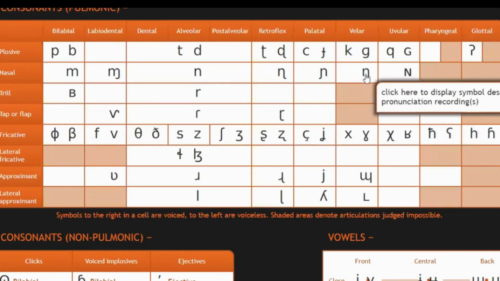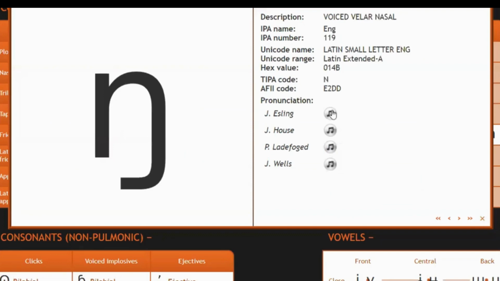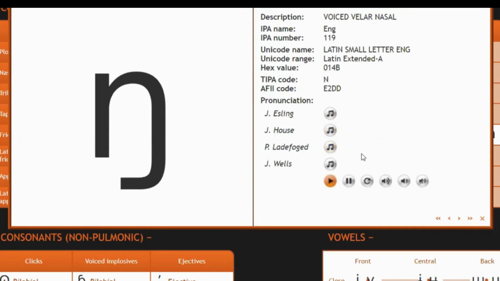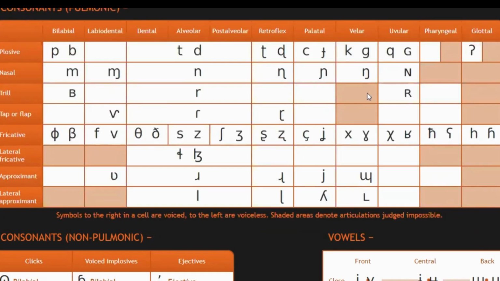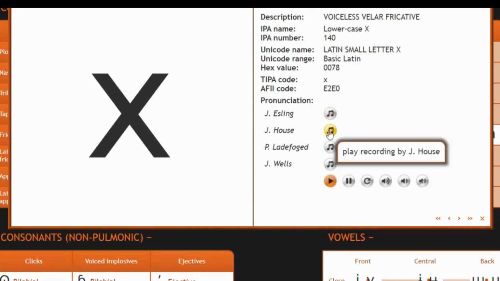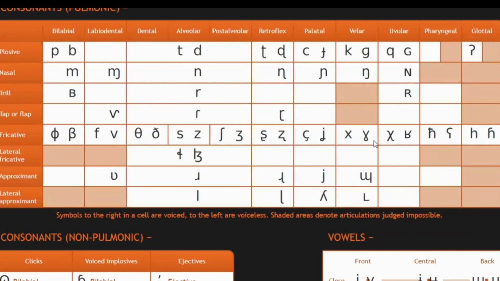Then we have the velar nasal. Nga, nga. Next, we have the velar fricatives, both voiceless and voiced. This is the voiceless. Ha, ha. And the voiced.